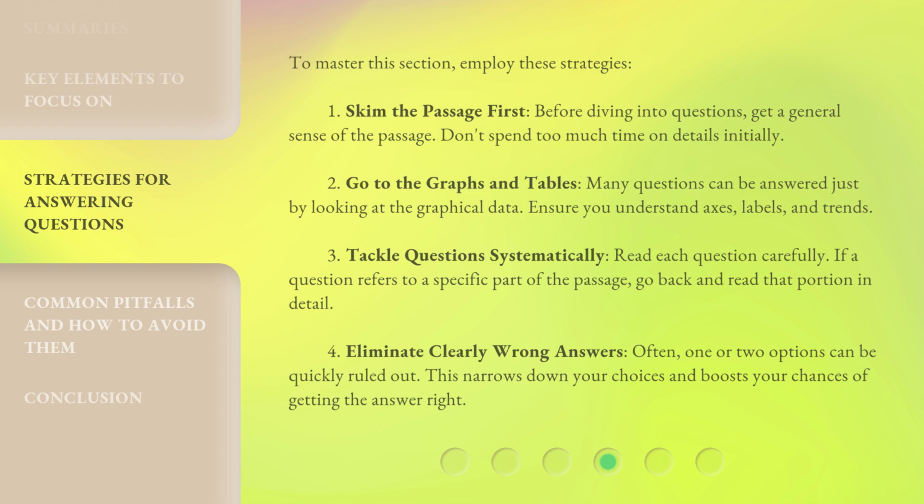3. Tackle questions systematically. Read each question carefully. If a question refers to a specific part of the passage, go back and read that portion in detail. 4. Eliminate clearly wrong answers. Often, one or two options can be quickly ruled out. This narrows down your choices and boosts your chances of getting the answer right.